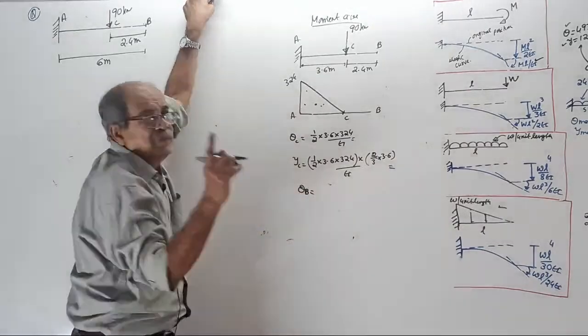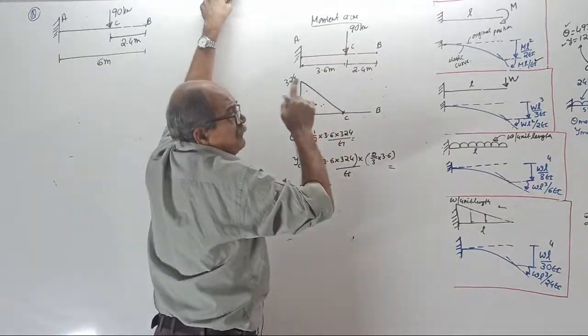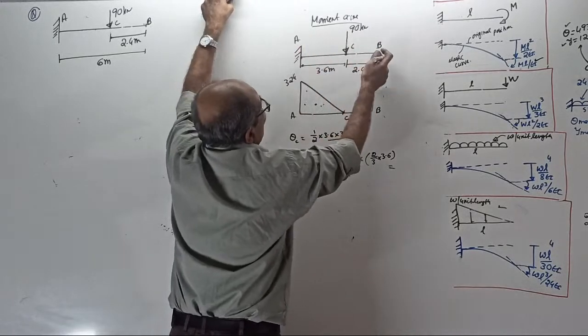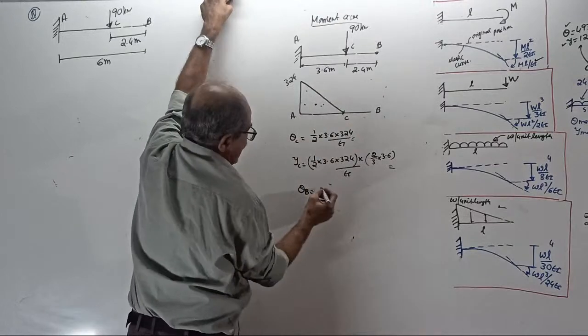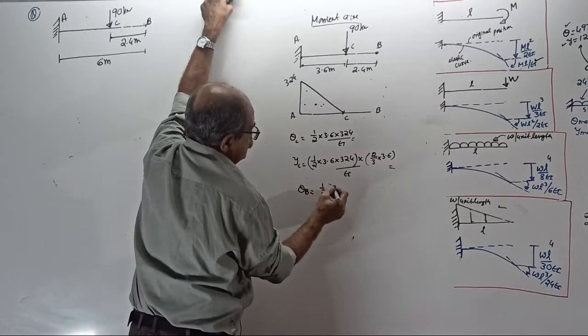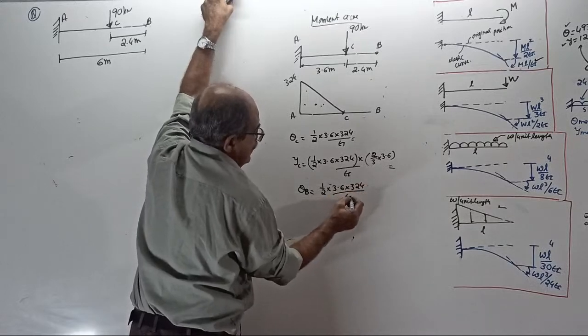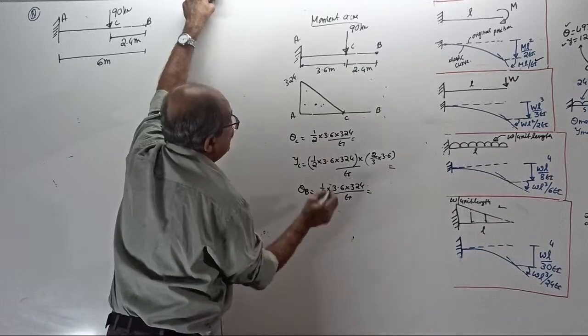Exam they will ask only one of them. If you want slope at B, area of the BM by EI diagram from B up to fixed end A. From B to A means there is no diagram here. Once again this area, half into 3.6 into 324 by EI. Answer. Lastly, deflection at B.